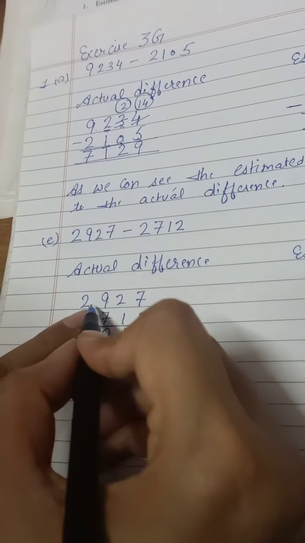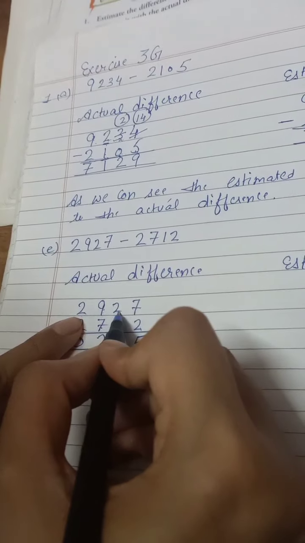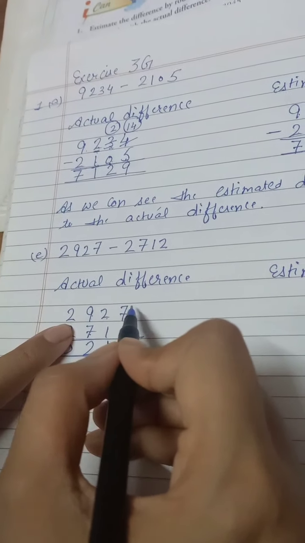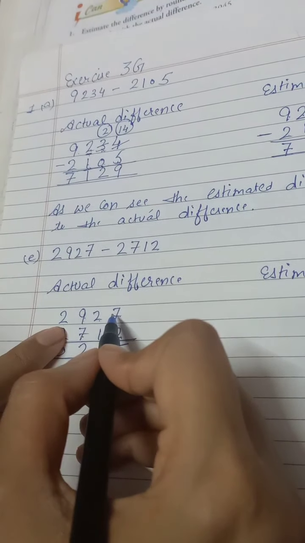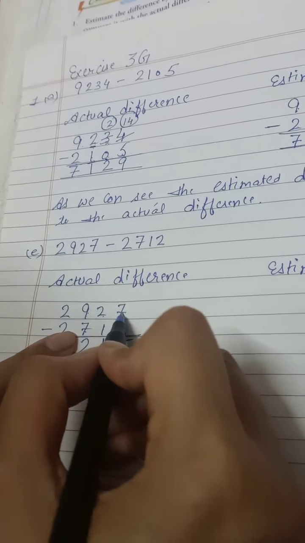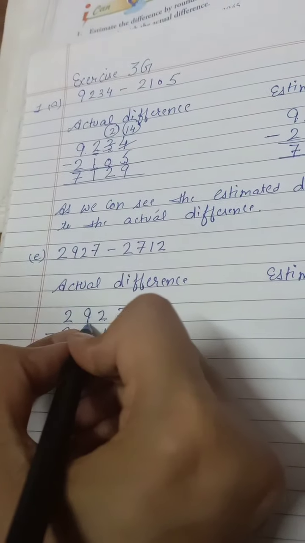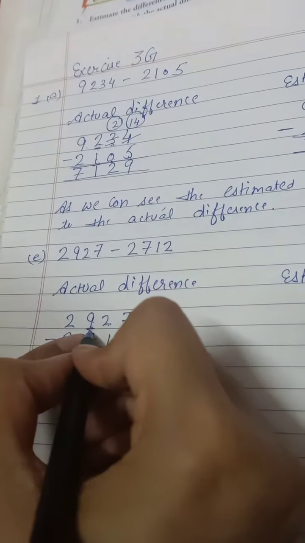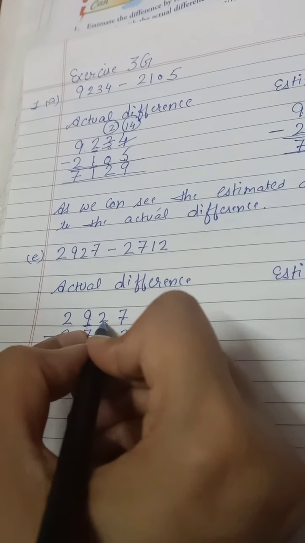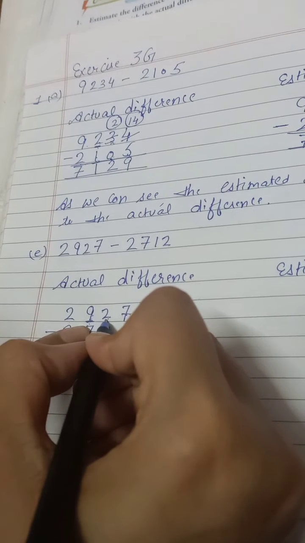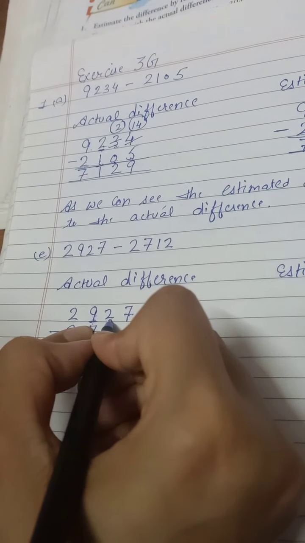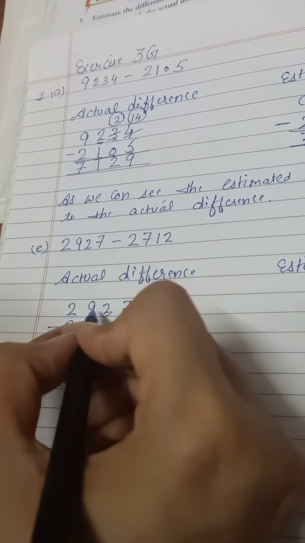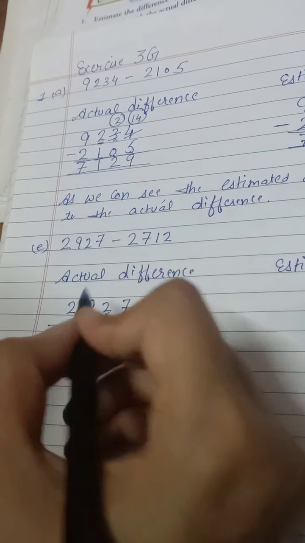So here we have to round off 2927 to the nearest 100. Firstly, underline the digit which we have to round off. Ones, tens, 100. So this is the 100 place. Now check the digit to its right. Student, here the digit is 2, which is less than 5. Student, if the digit is less than 5, keep the digit in the given place as it is.